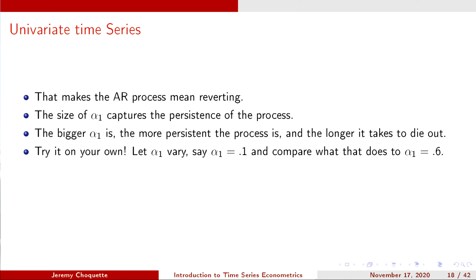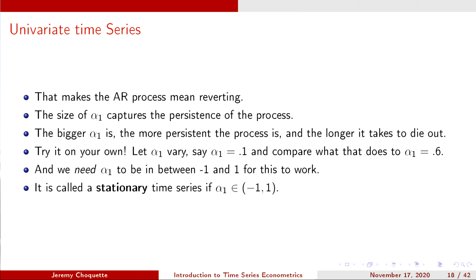So if you want to try it on your own, let alpha 1 vary. Say alpha 1 is equal to 0.1 and compare what that does to alpha 1 equals 0.6, right? And like I said earlier, it needs to be between -1 and 1, but not including -1 or 1 for this to work. In that case, we have a stationary time series, and that coefficient alpha 1 is in between -1 and 1, not inclusive, so it's an open interval.